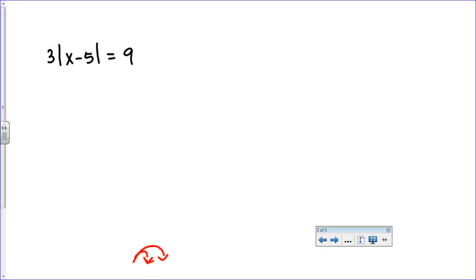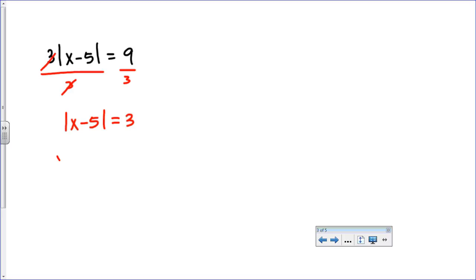So how can I get rid of that 3? Divide by 3. So you won't make your 2 equations until you divide by 3. You need the absolute value by itself before you can make your 2 equations. 9 divided by 3 is 3. Now you have 2 equations.